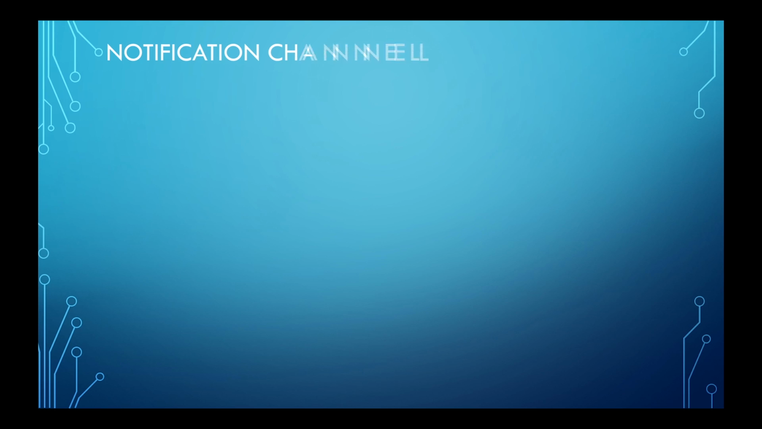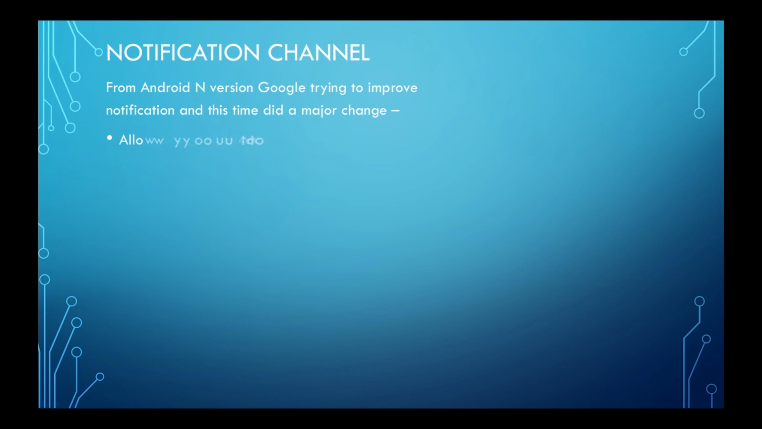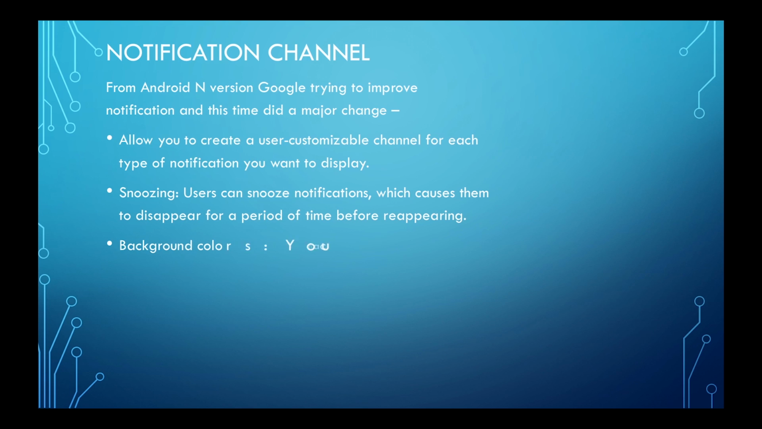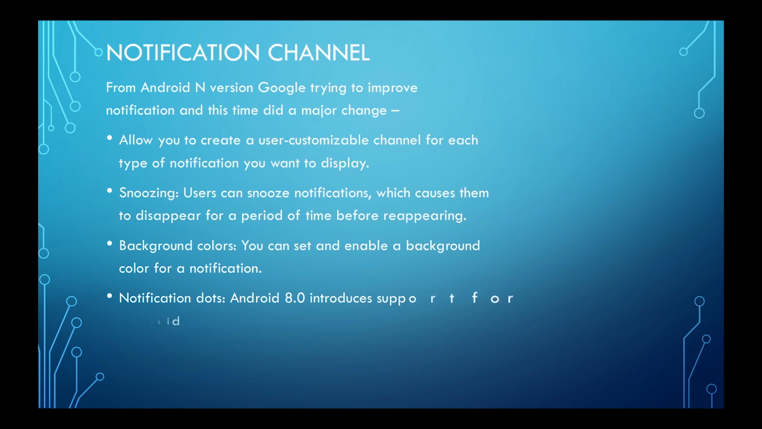Now the second major change is notification channel. Android has been trying to improve notifications since version N, Nougat, and this time they have done major changes. Now in Android Oreo, you can create a user customizable channel for each type of notification you want to display. Means you can categorize your notifications.